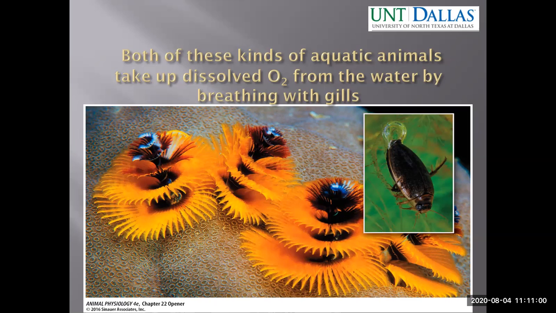Both of these kinds of aquatic animals take up the dissolved oxygen from the water by breathing with gills. You can see the orange pine tree shaped structures. These are the gills of coral reef worms. These worms, often called Christmas tree worms, live in tubes that are embedded in the corals. They get oxygen by projecting these gills, consisting of highly vascularized tentacles, into the water. These tentacles also collect some food.